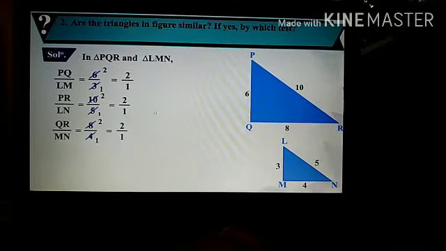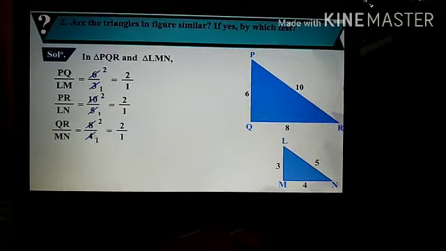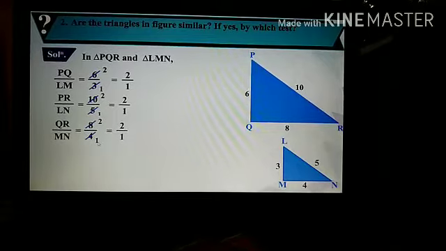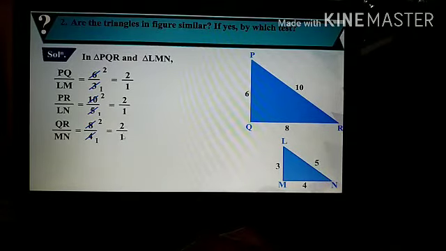Next one, we have the ratio as QR upon MN. QR is 8 and MN is 4. Both the numbers are divisible by 4. So 8 divided by 4, the answer is 2. 4 divided by 4, the answer is 1. So the ratio is 2 upon 1.